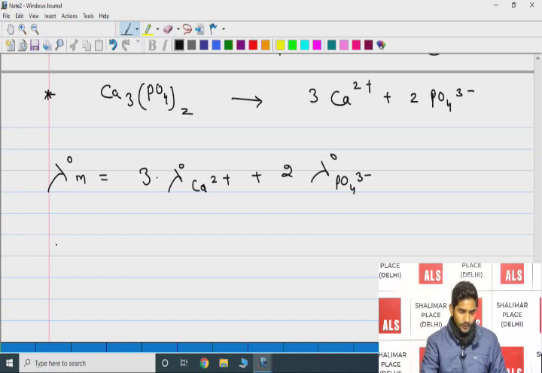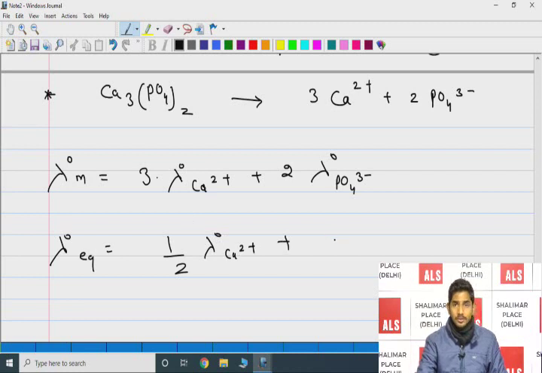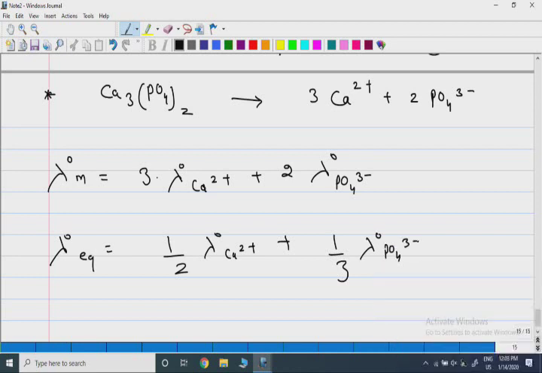Easy. Whereas in case of the lambda EQ, whatever ions are there, just divide them. Ions as in the charge. With the charge you have to divide that. So here the charge was 2, that's why I am dividing it with the 2, lambda of Ca2 plus. Here the charge was 3, therefore I'll divide it by the 3, lambda naught of PO4 3 minus. That's it. Get it now? In case of the lambda EQ, just divide 1 by that charge, whereas in case of the limiting molar conductivity, simply multiply.